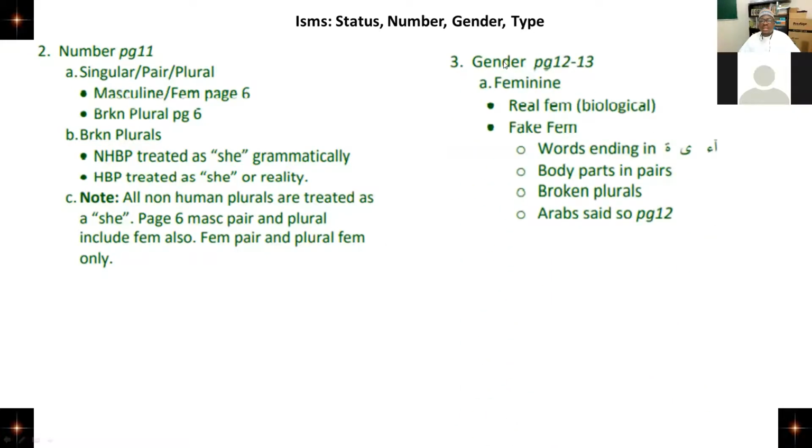The gender, the third aspect of an ism, we say that all gender of a kalima is originally masculine.